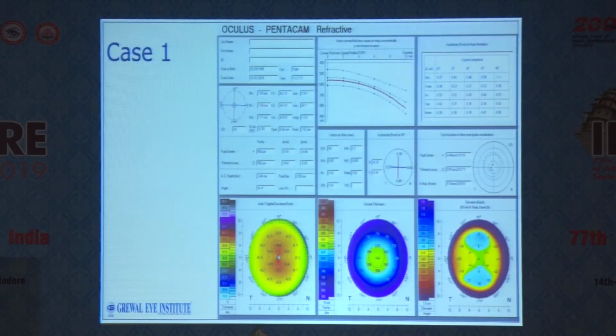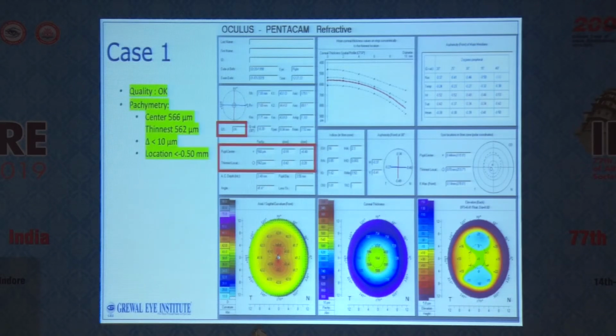Let's come to a few cases. The first case, so we'll start off by identity. Next, we come to the quality, which in this case is okay. Then we come to the pachymetry, where at the center of the cornea, it's 566. The thinnest point is 562. Both are normal. The difference between the two is less than 10 microns, and even the Y location is less than 0.50. The Q value in this case is minus 0.39, which is optimal.